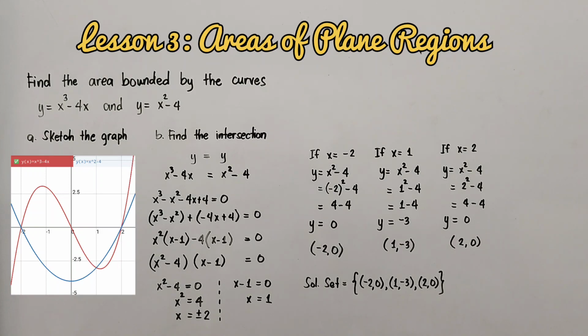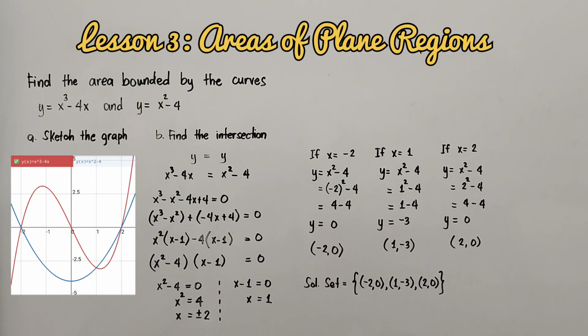So we get the outer factor, which is x squared and negative 4, so we have x squared minus 4, and the common factor x minus 1. So the simplified factors of this equation is x squared minus 4 times x minus 1 equals 0. We equate the first factor to 0. So x squared minus 4 equals 0.